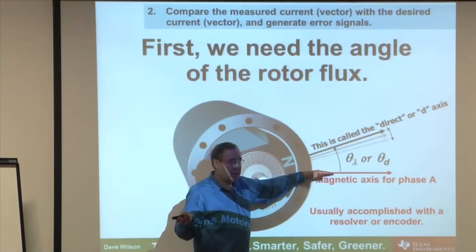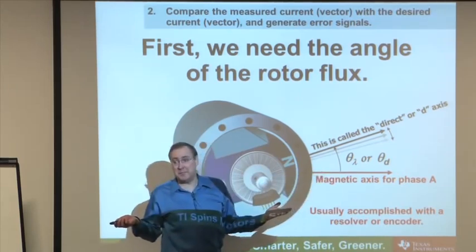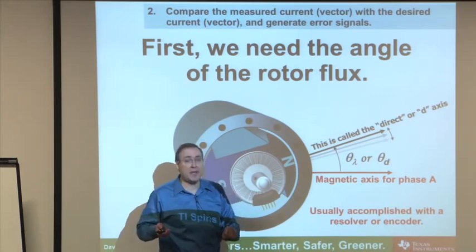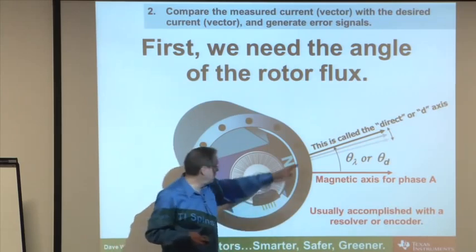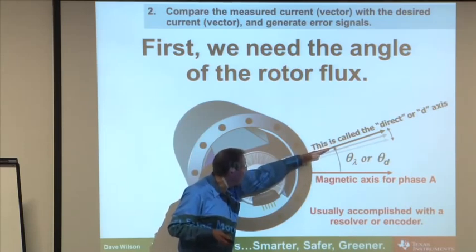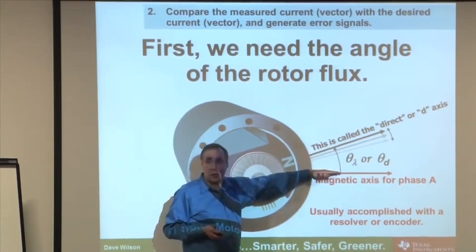What is phase A on your motor? It's not any different than phase B or phase C. It's all symmetrical. It's just whichever one you choose to say is phase A, that's the one you want to have your equation set up to work with. You'll need to reference your rotor flux angle with respect to that coil.